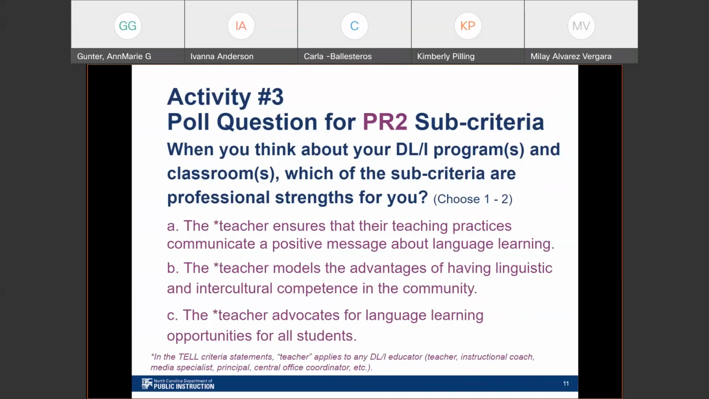There's also a majority of you who picked A and B as a professional strength as well, over 50% on each one. Focusing in on ensuring that teaching practices communicate a positive message about language learning, and that the DLI educator is modeling the advantages of having linguistic and intercultural competence in the community. Great. All right, we'll keep those things in mind as we move forward.